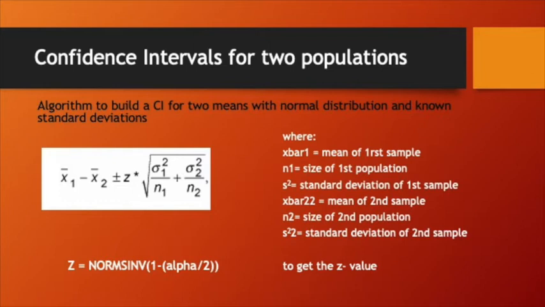So to calculate the z value in Excel, we use the function NORM.S.INV with the alpha value that we want, divided by 2, and this is going to give us the value to the right.